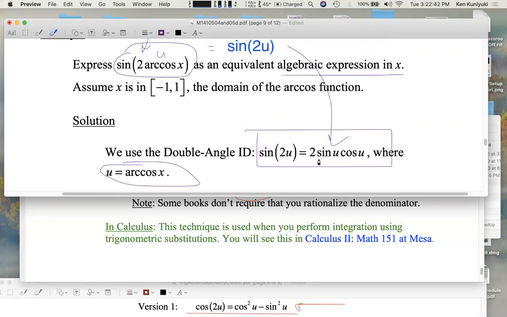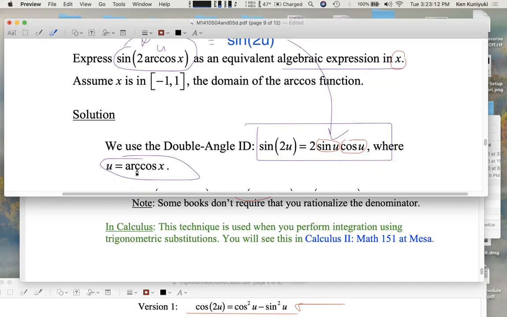But now we've got to figure out, so what are sine of u and cosine of u? If we can get expressions for sine of u and cosine of u in terms of x, remember our ultimate goal is to get an algebraic expression in x. If we can express sine of u and cosine of u in terms of x, we're really there. We're really done.